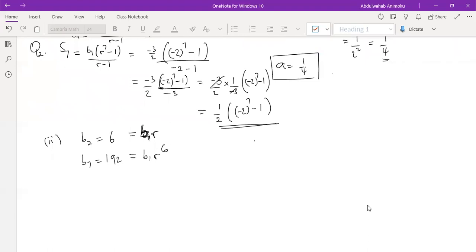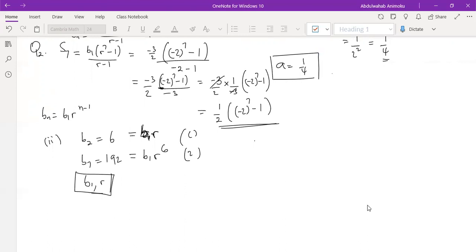Remember the formula, right? For the nth term of a geometric sequence is Bn equals B1 R raised to power n minus 1. Good. Now that we know this, we need to solve these two equations simultaneously to find the first term, which is B1, and R. So we need to find B1 and R.